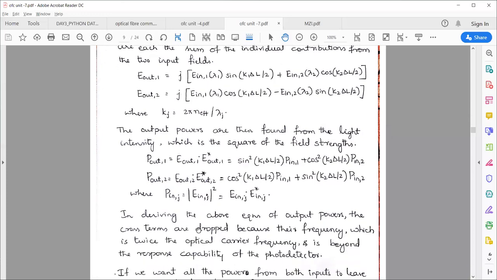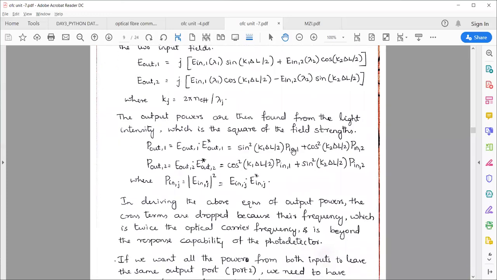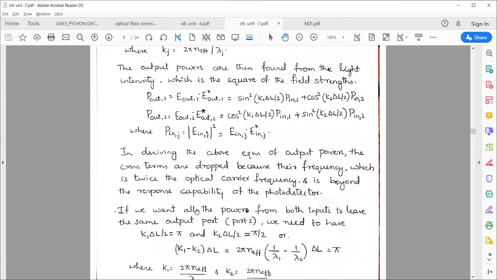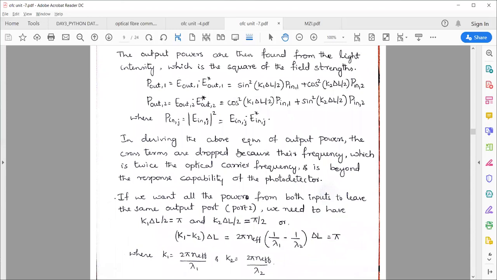Please note that point. P in 1 is E in 1 square, P in 2 is E in 2 square. So in deriving the above expression of the output powers, we will also be getting some cross terms such as E in 1 into E in 2 sine into cos, similarly E in 2 into E in 1 cos into sine. So these cross term products are being dropped because their frequency is twice that of the optical carrier frequency.